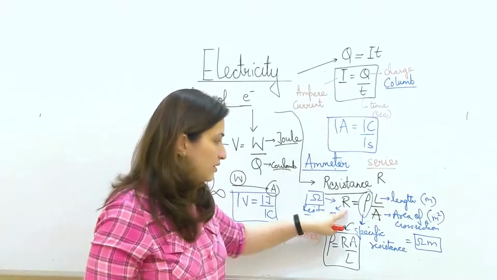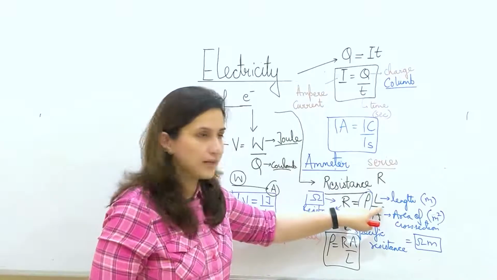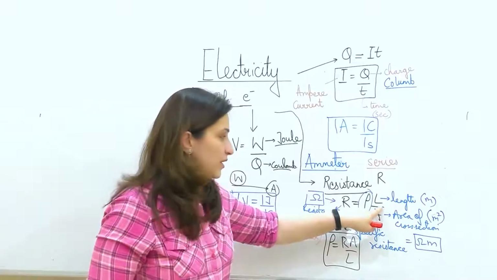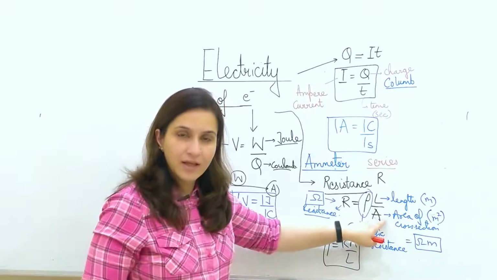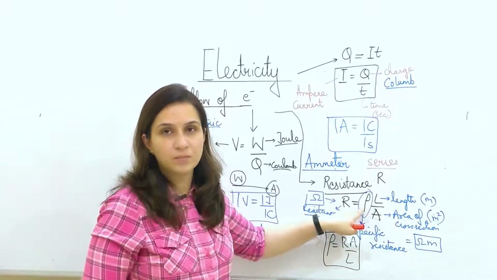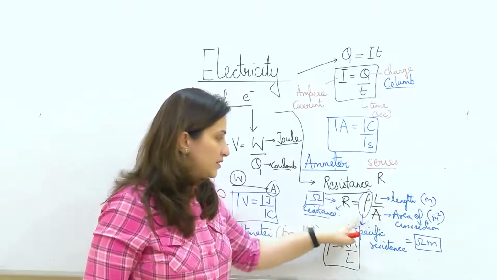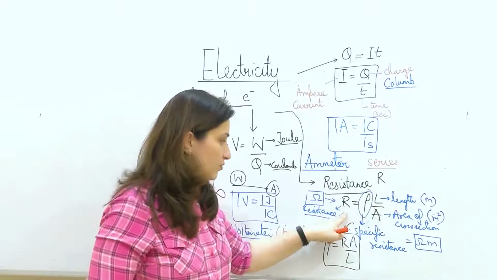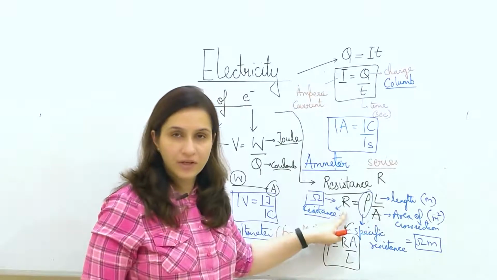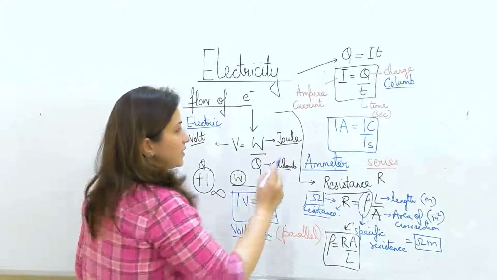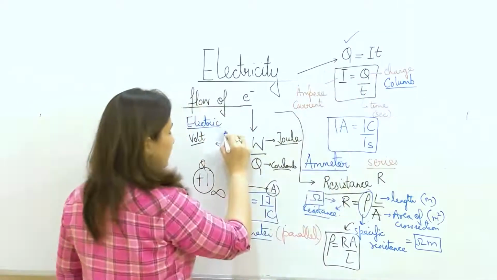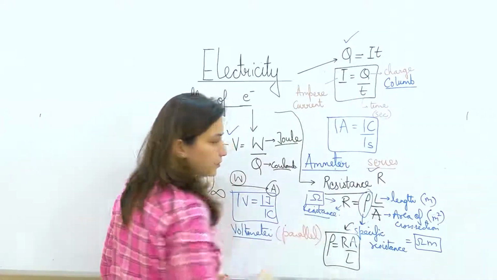The resistance of a conductor depends on important factors. You can look from the formula that it is dependent on the length of the conductor, the area of cross section, and the nature of material. All these factors determine what the resistance of a conductor depends upon. I hope these three things, that is Q, V and R, are all clear to you.